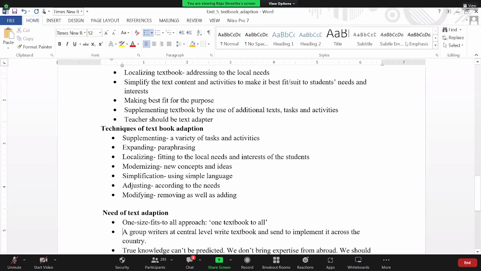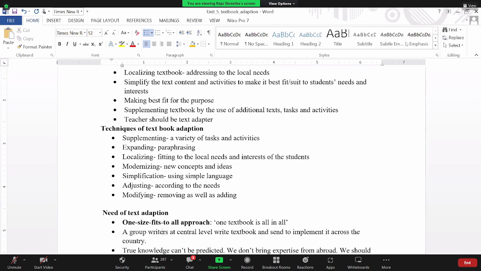So need of text adaptation. One size fits all approach we are using. Textbook is everything, we have been doing it thinking so. Textbook is everything, all in all, one textbook is all in all. So this kind of concept we have. So change it.